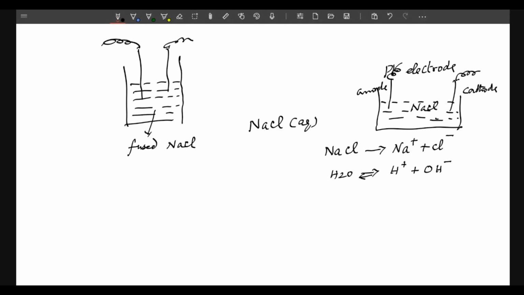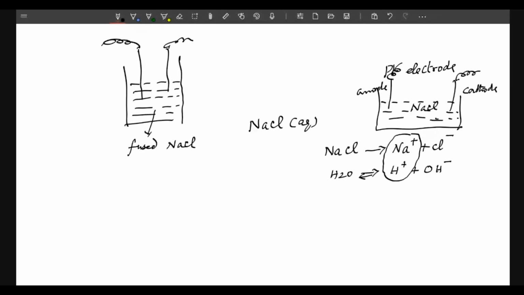Around the cathode, cations should be there. What are the cations present in the aqueous solution? Na plus and H plus. They are approaching the cathode. Which would be discharged first at the cathode? There is preferential discharging. H plus has the least discharge potential. Therefore, sodium is not evolved at the cathode; H plus gains electrons and hydrogen is evolved.